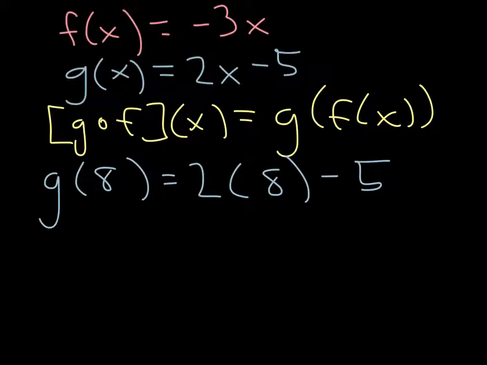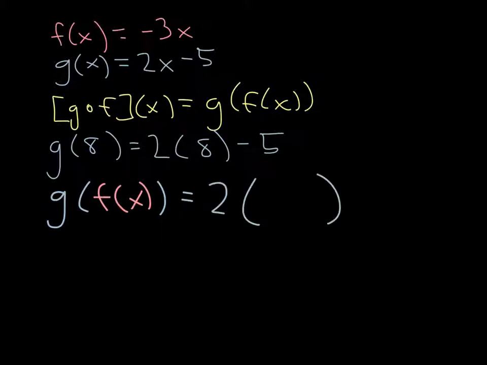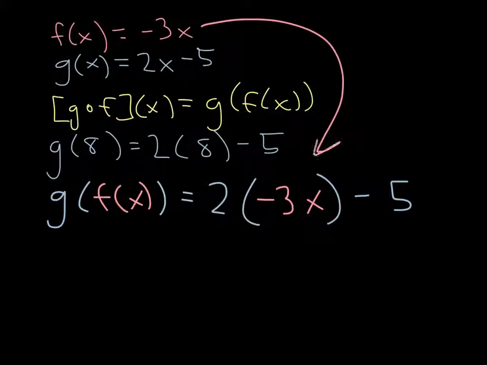But in this case we're going to do something different. In this case we're going to put in f of x inside of g of x, wherever x used to be. And so here we have 2 in parentheses instead of x, minus 5, and we'll put f of x wherever x used to be. So in this case f of x, which is negative 3x, goes here. And you'll notice that the negative 3x completely replaces the x. It's not negative 3x next to an x, it replaces the x.